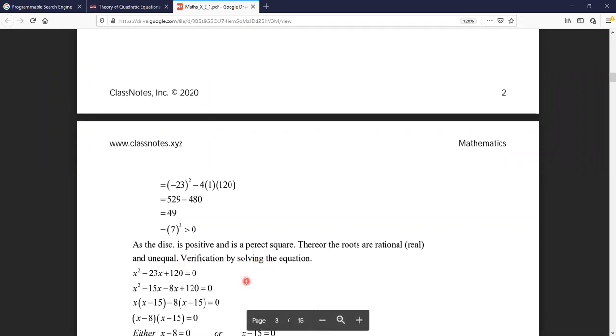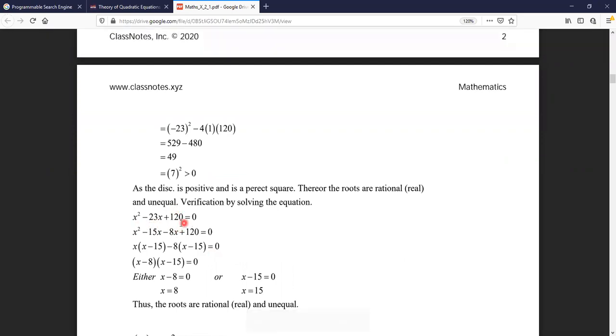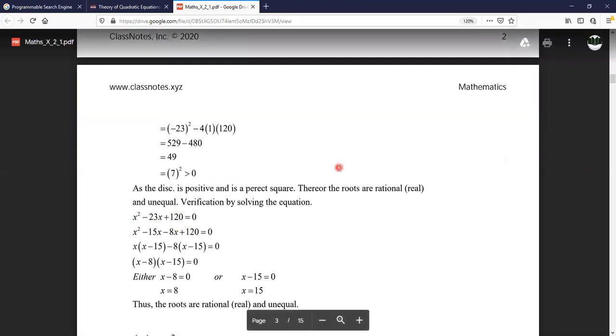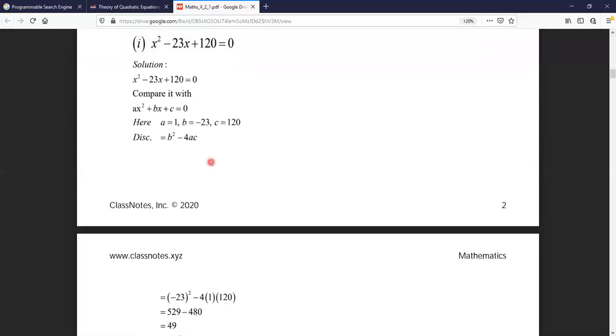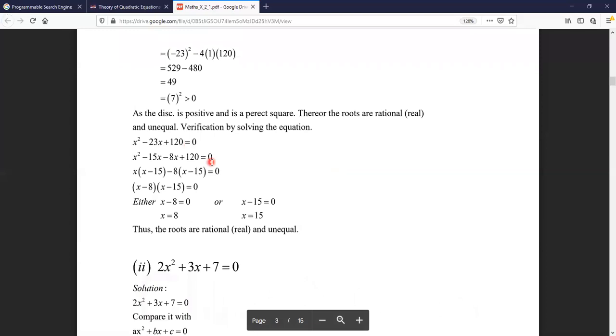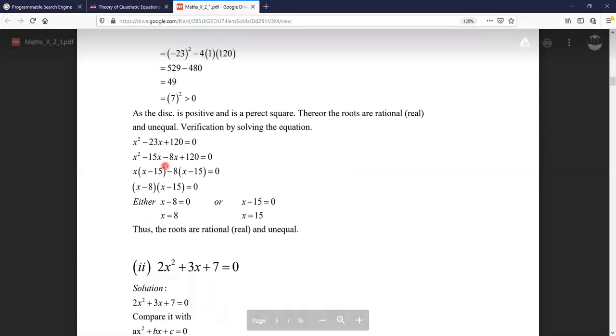Verification by solving the equation. Now I'm going to solve the equation x square minus 23x plus 120, which is the equation given at the start. You can solve the equation by any method: by completing the square, by factorization, by quadratic formula. It depends upon you which method you feel easy to use. Over here I'm going to use the factorization method.